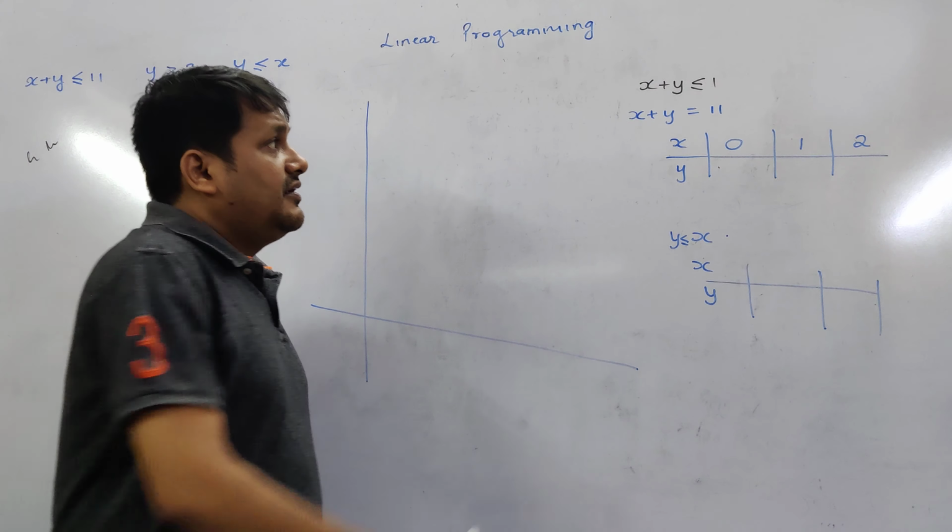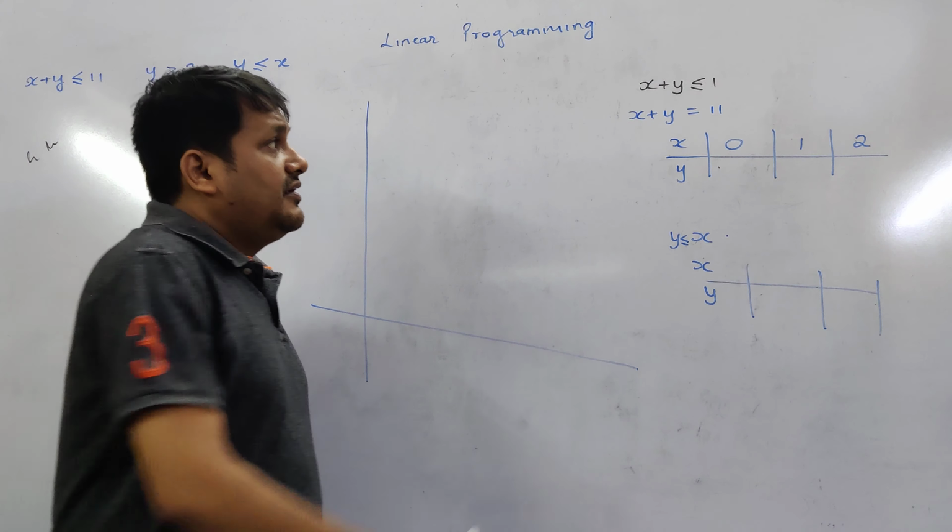I plot one more line, y is less than equal to x. We have 3 lines to be plotted. Y is equal to x, same way. I put 0, I get a value 0. When I take x as 1, I get the value 1. So where is 1, 1? 0, 0 is here, and 1, 1 is somewhere here. So the line would be somewhere in this manner, y less than equal to x.